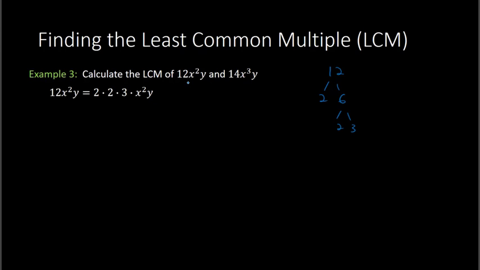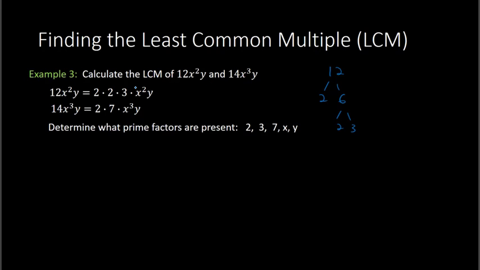And then we have times the x squared times y. 14 can break down as 2 times 7. So 2 times 7 times x to the third times y. So from here we see which factors we have represented. We see 2's, we see 3's, 7's, x's, and y's. So the question is, how many of each do we take?